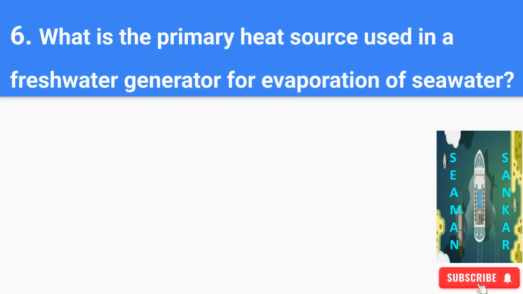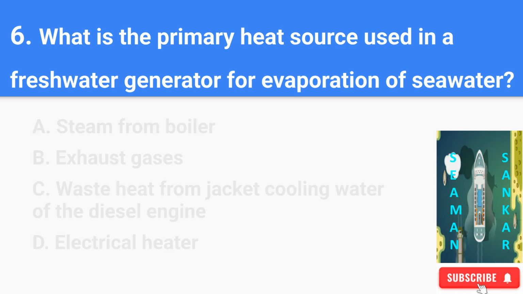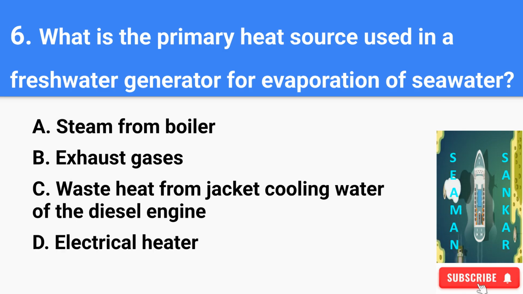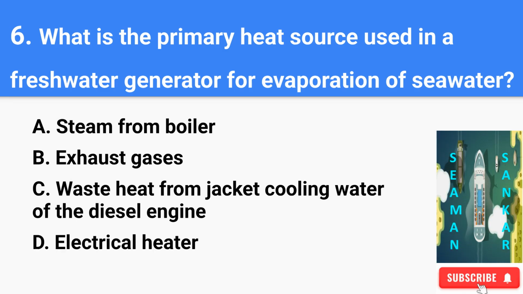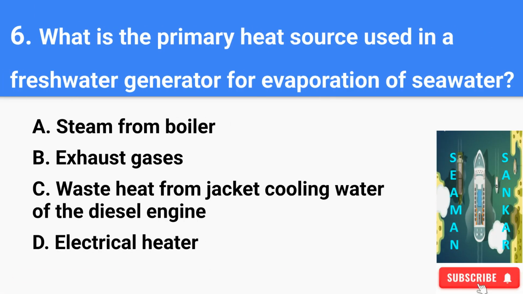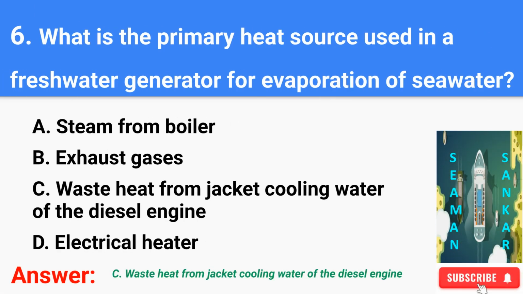Question 6. What is the primary heat source used in a freshwater generator for evaporation of seawater? A. Steam from boiler, B. Exhaust gases, C. Waste heat from jacket cooling water of the diesel engine, or D. Electrical heater. The primary heat source is C. Waste heat from jacket cooling water of the diesel engine, promoting energy efficiency.